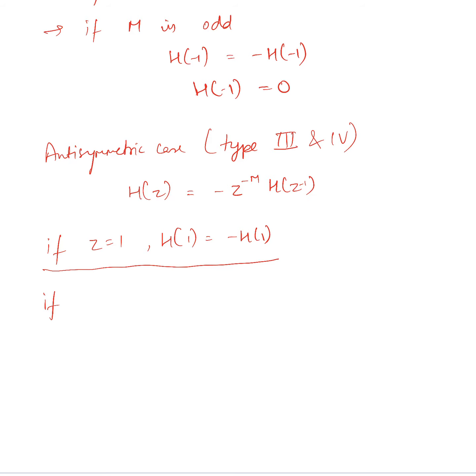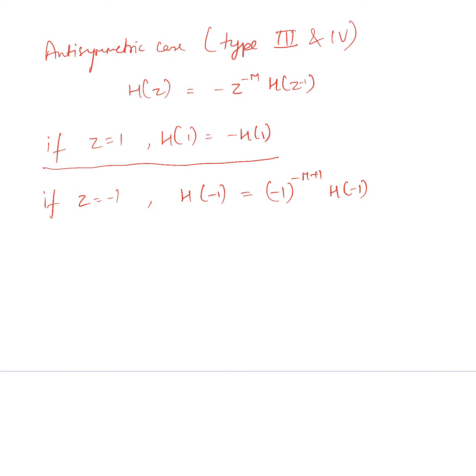But now if z is equal to minus 1, in that case you can write h of minus 1 is equal to minus 1 raised to the power minus m plus 1. This plus 1 is coming from the extra negative sign in h of minus 1. Right? So now it depends on what this number m minus 1 is.